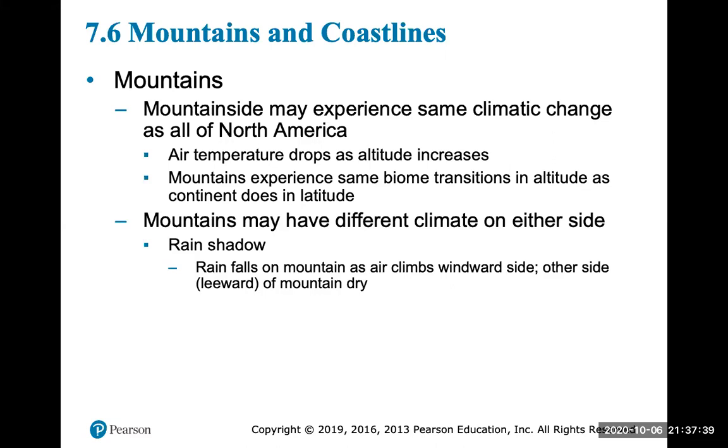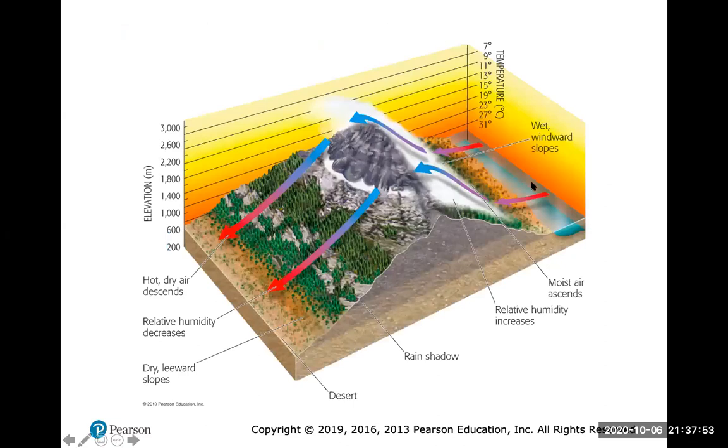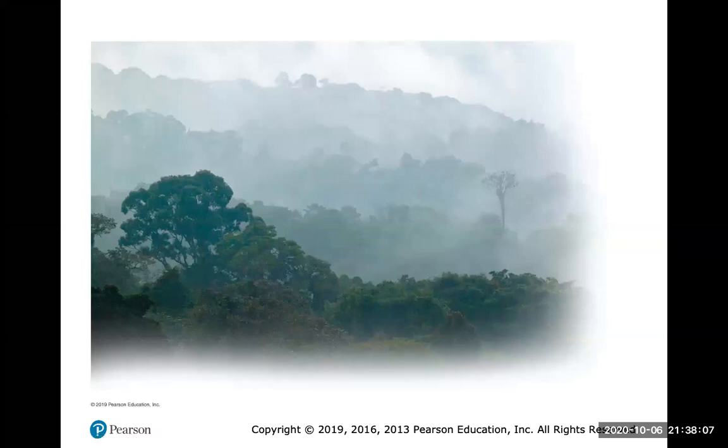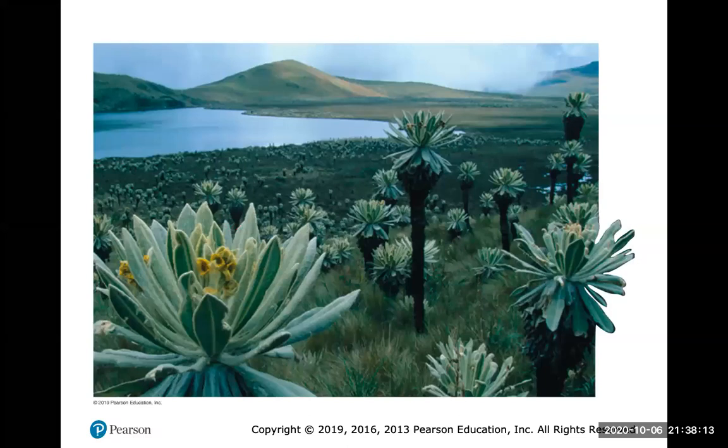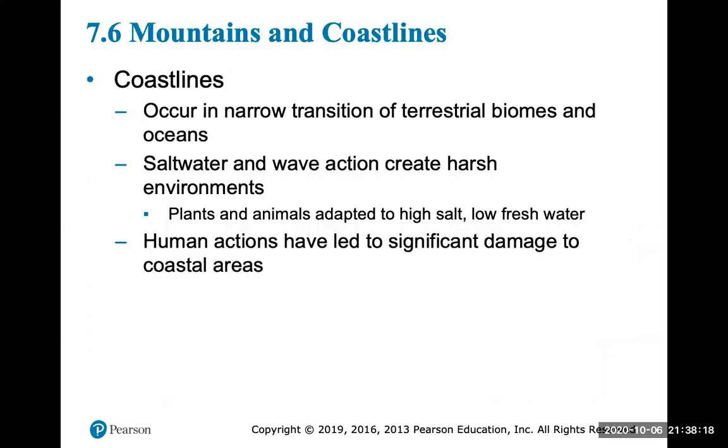Mountains may have different climate on either side, and we call this the rain shadow, where rain falls on the mountain as the air climbs on the windward side, and the other side is called the leeward side, where the mountain is dry. So here is the windward slopes where the rain will fall, and the hot, dry air will descend on the dry side. So all the rain falls on the windward slopes, and on the leeward slopes, it's dry. And here's a look where the rain would fall on the windward slope of a mountain, and on the other side of the mountain range, it would be very dry because all the rain fell on the windward side.